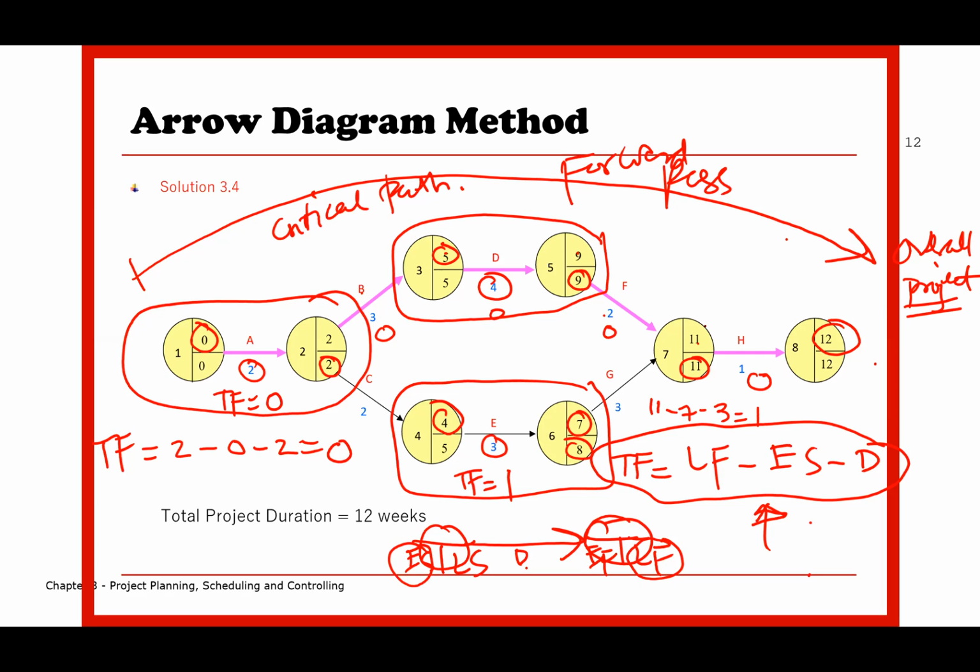A also 0. Meaning to say, you notice that 7 plus 3 is equivalent to 10. Here, 10 is here, whereas 9 plus 2 is equivalent to 11. Notice that between activity G and H, there is only 1 day. That's why total float is equivalent to 1 day. And that is how to calculate the total float.